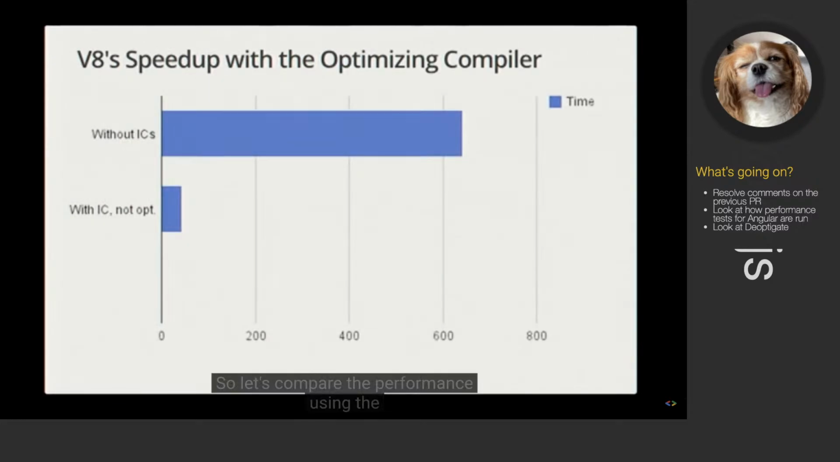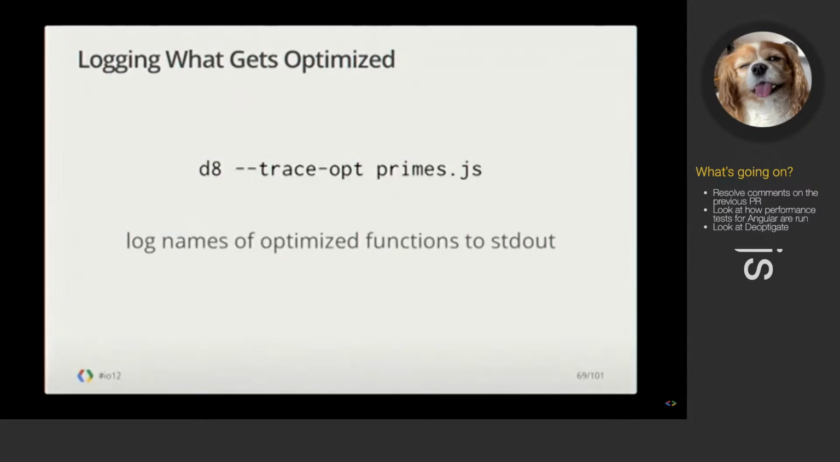So let's compare performance using the optimizing compiler to the two runs that we did before. You'll see that with the optimizing compiler, we're even faster. We're about 50 times faster than the original code. Nice. One thing that's really useful is to find out which functions are being optimized by the optimizing compiler in V8. There's an option you can pass to the debugging shell that'll do just that. It'll output the information about which functions get optimized.